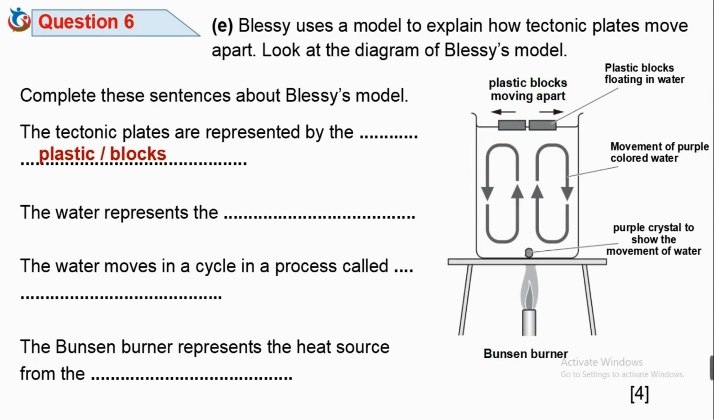Now the next question is, the water represents dash. So the water represents the molten magma or mantle. Now the next question is, the water moves in a cycle in a process called dash. So this process is called convection. Convection is the transfer of heat from one place to another due to the movement of fluid. Now the next question is, the Bunsen burner represents the heat source from the dash. So the heat source is the core. The core serves as a major energy source for the planet Earth.